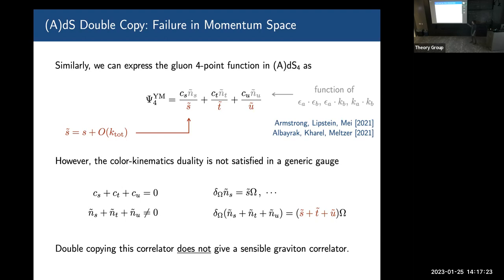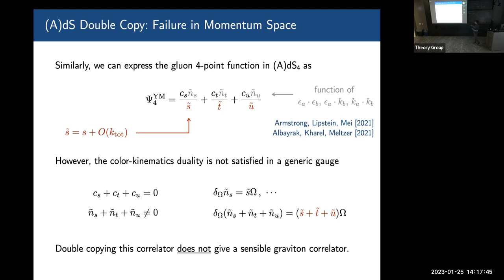Now you can also try to analyze exactly the same thing, like whether it satisfies any color-kinematic duality. You'll find that in a generic gauge, there's also a freedom in how you distribute the contact diagram into different channels. But in general, this color-kinematics duality would not be satisfied in this case.